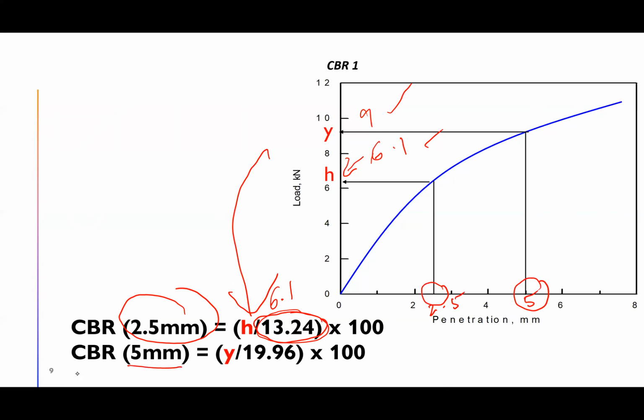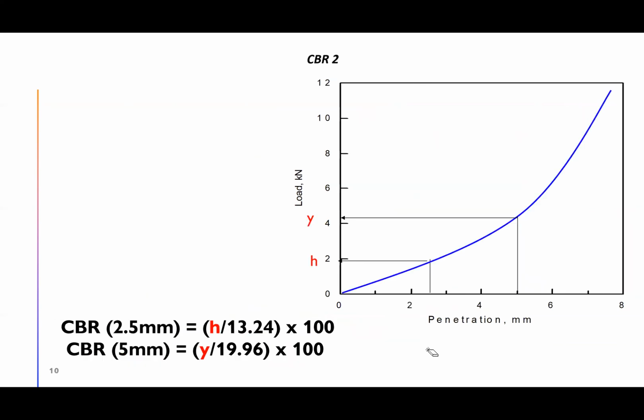For the CBR at 5 mm, you have the Y, which is 9, so 9 divided by 19.96. Again, this is the load for the California limestone after being penetrated at 5 mm. So you're going to use 19.96 for 5 mm and 13.24 for 2.5 mm penetration. Once you have these two values, pick the highest one. Is it at 2.5 or at 5 mm? Pick one only.